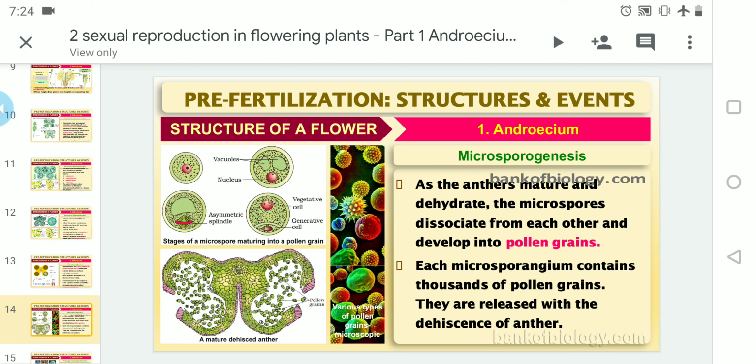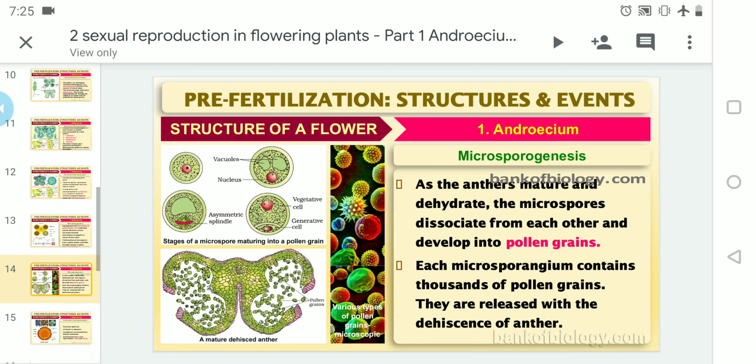And each microsporangium contains thousands of pollen grains. That's what I told you during the part on evolution. For the purpose of survival, if they release only a few, there may be no guarantee of successful pollination and fertilization, so each microsporangium contains thousands of pollen grains. They are released with the dehiscence of anthers.